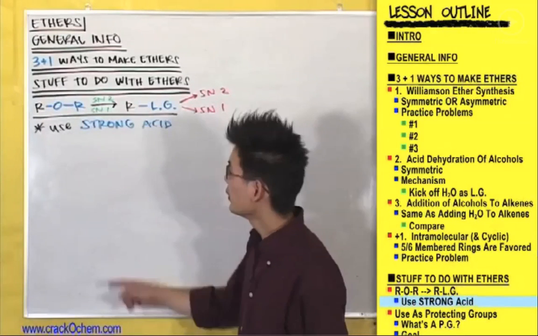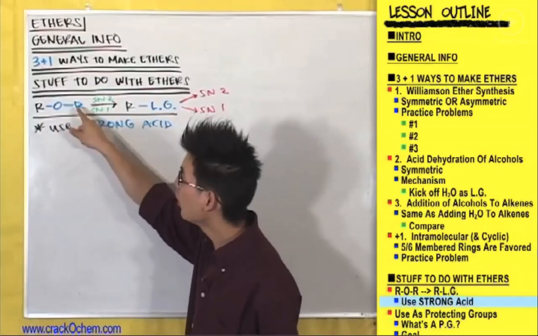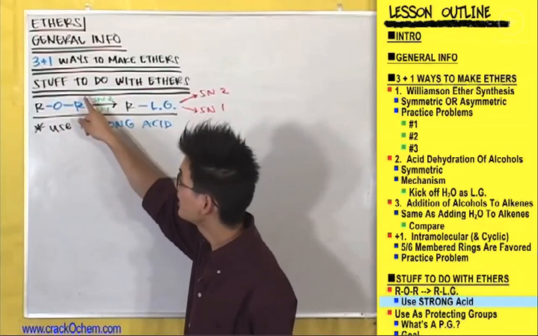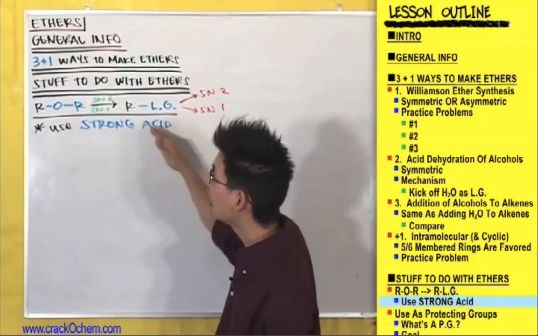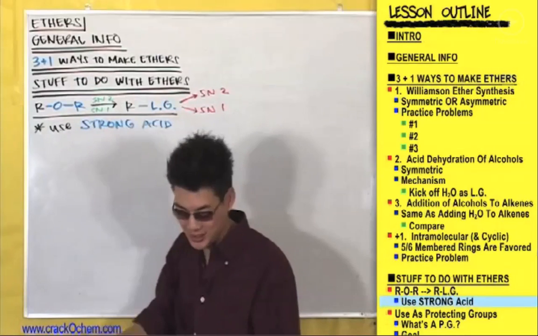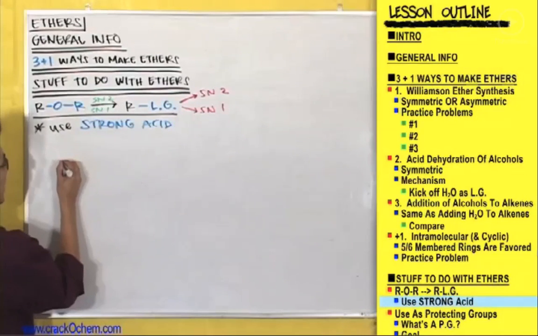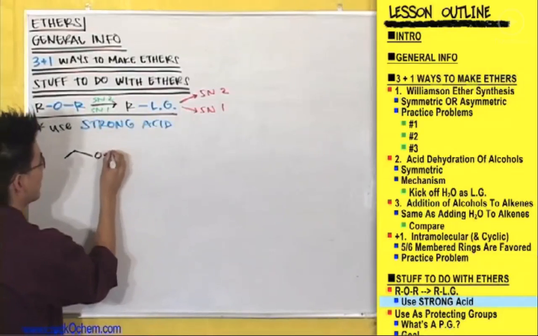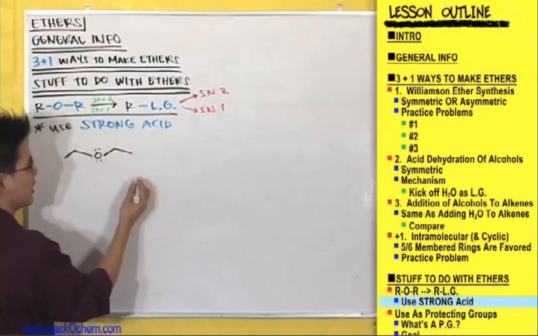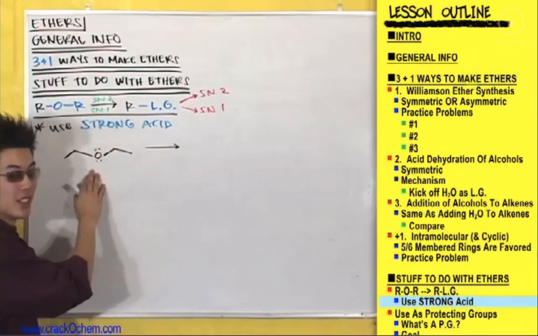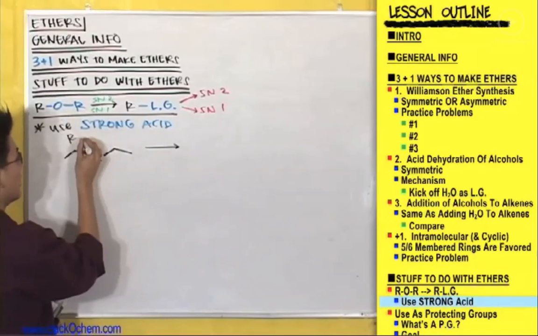Okay, so I told you that we want to take an ether that has an OR bad leaving group, and we want to get this to leave so that we can stick on a better leaving group, okay? So let's go ahead and just take an ether. Let's take diethyl ether, for example. Okay, so this is an ether, and this looks like this if we write it out in the general form.